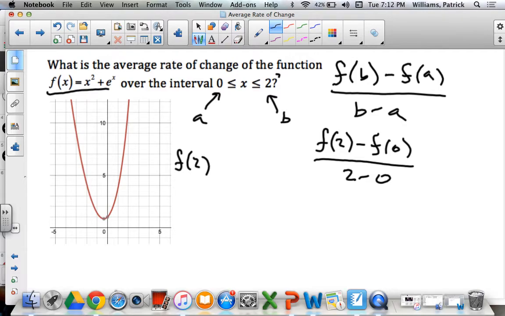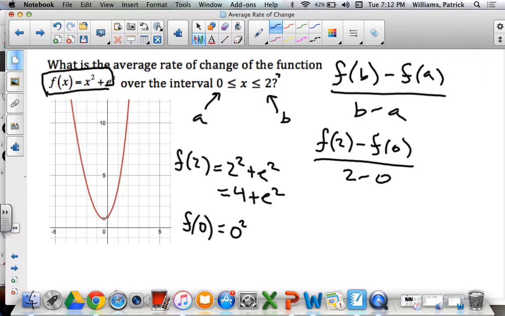Well, to find f of 2, we just plug it into this equation right here. So that's just going to be 2 squared plus e to the 2, which is going to give us 4 plus e squared. And f of 0 is 0 squared plus e to the 0, which is 1. Ooh, who said that e to the 0 was 0? Shame, shame. Don't ever do that. That's very bad. All right?